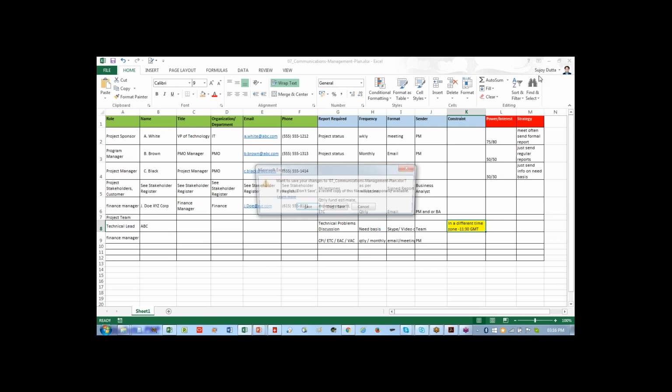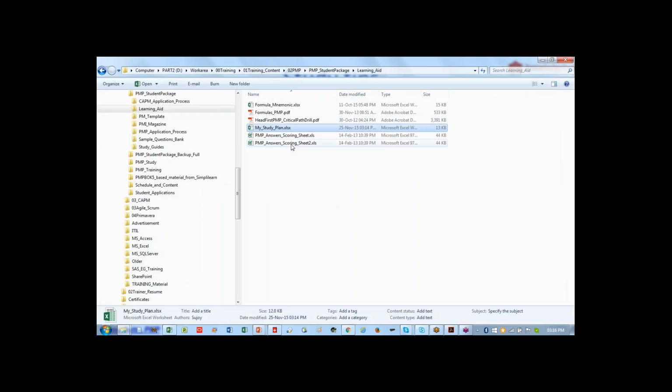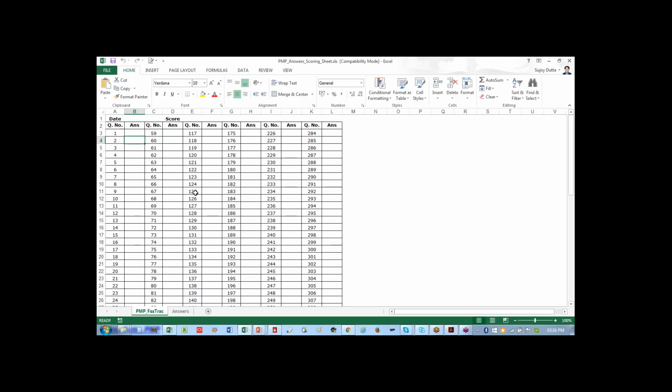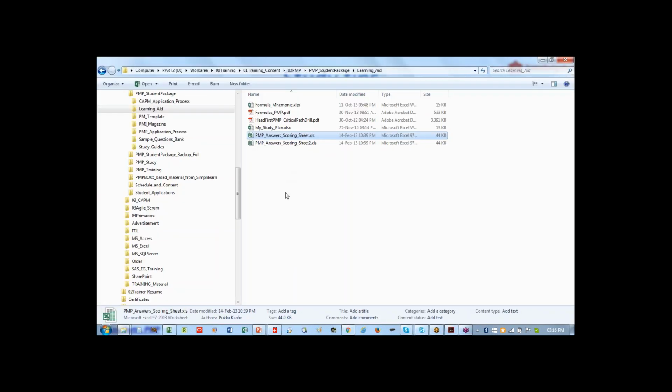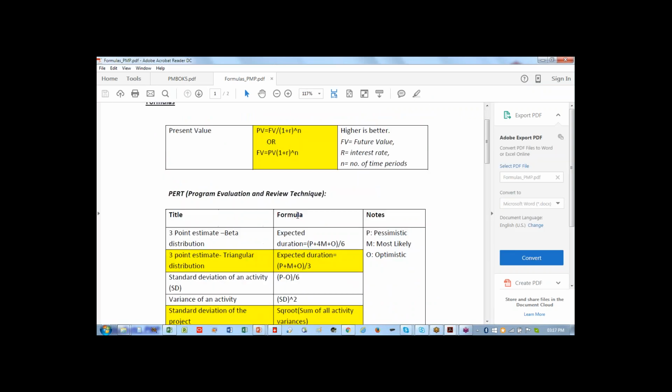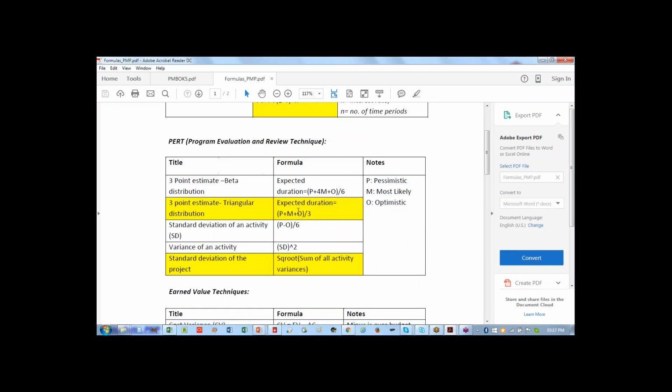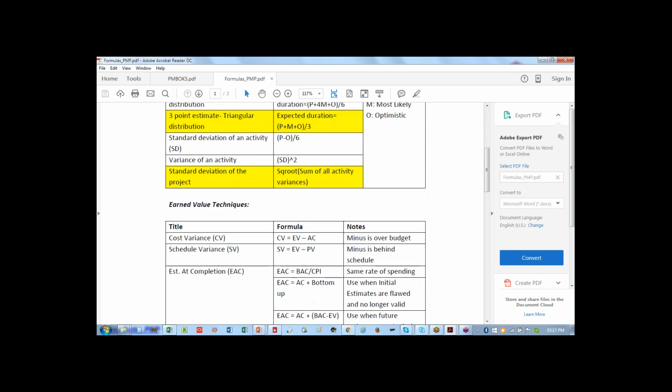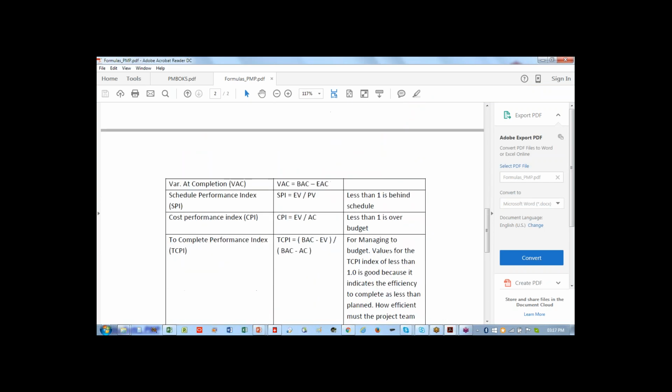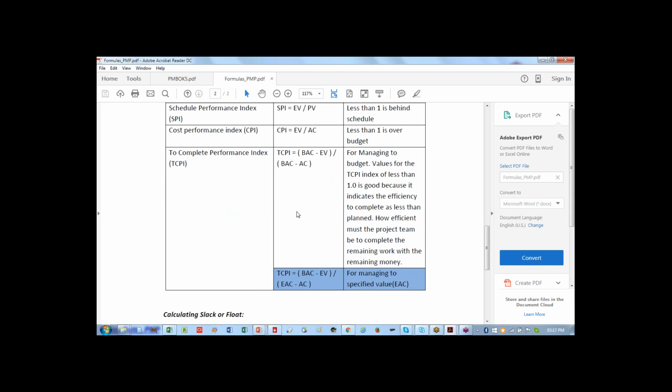You should use the PMP study plan. And this is your answers scoring sheet. So you can print a couple of these sheets and keep them handy. If you answer any questions, you can mark your responses here in the blank sheet and then compare it against the result. Now, what we have here is notes. That is the formula. If you want to take some notes, you actually don't have to. You can use these ready-made notes to remember any formula.